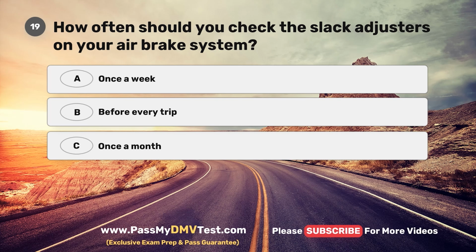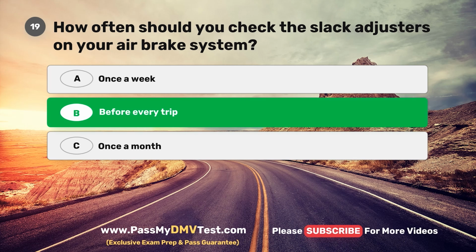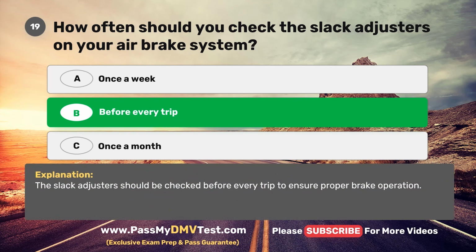Question 19. How often should you check the slack adjusters on your air brake system? A. Once a week. B. Before every trip. C. Once a month. The correct answer is B. Before every trip. The slack adjusters should be checked before every trip to ensure proper brake operation.